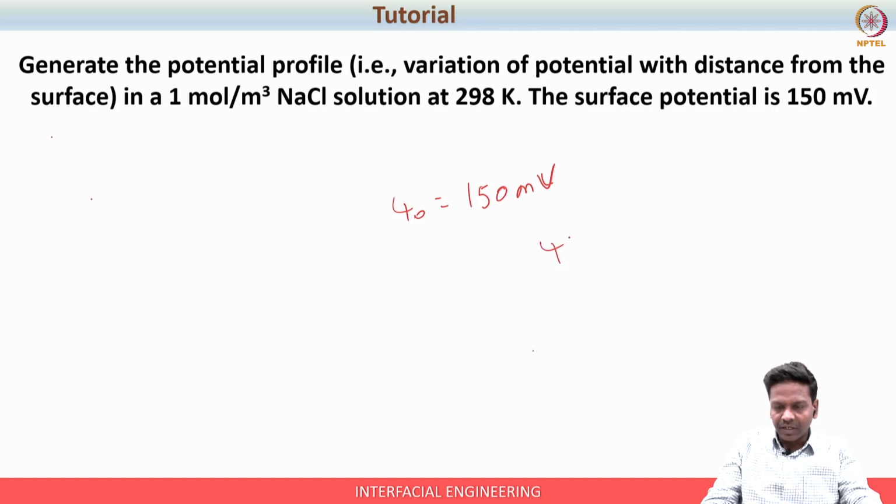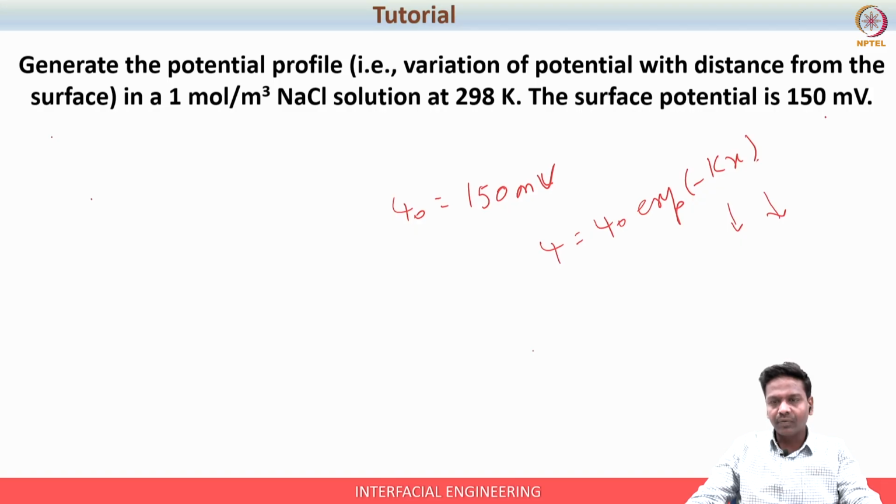Okay. So we want to understand how the surface potential varies across the surface. We know what is psi. Psi is nothing but psi naught exponential minus kx. Okay. So we need to calculate what is k first, and then for different sets of x values, how the value of psi also changes. That is exactly what we want to show. Okay. We will see that now using Excel.